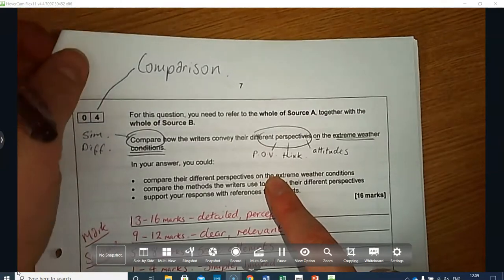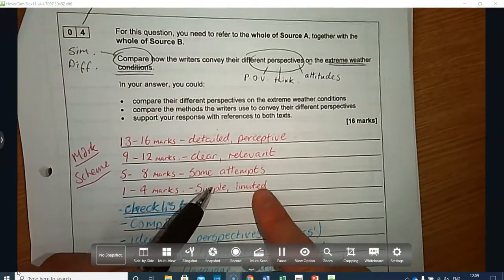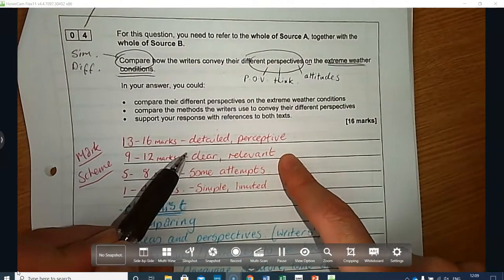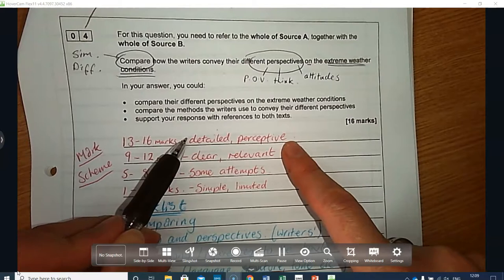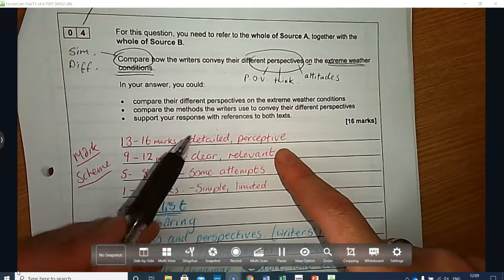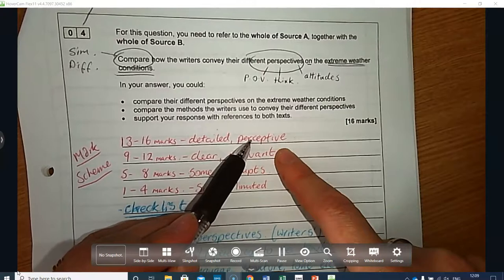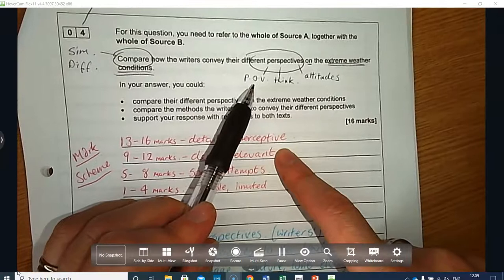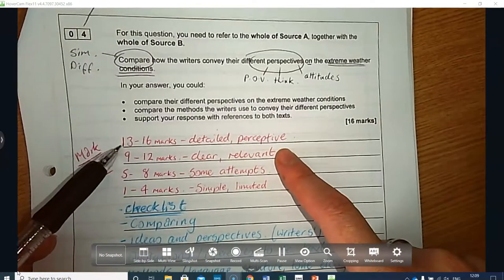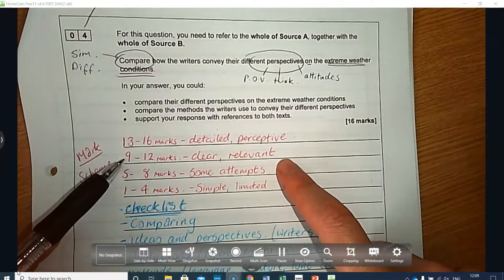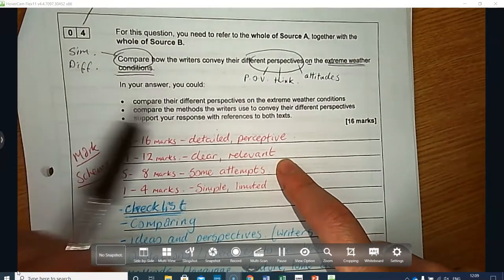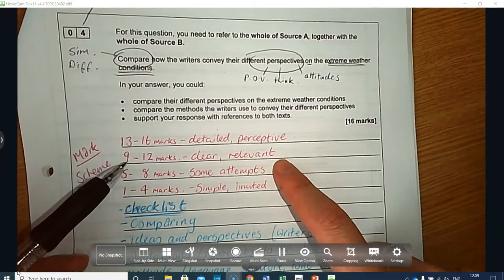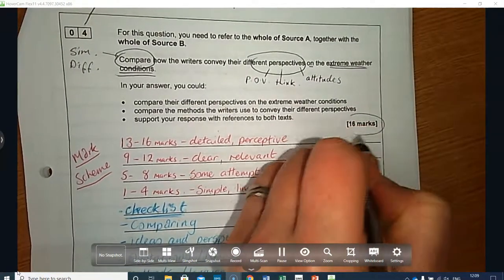Now we know that the mark scheme is as follows. Level 1 is simple and limited. Level 2 is some attempts. Level 3 is clear and relevant. Level 4 is detailed and perceptive. So we're going to have to be detailed and perceptive, notice things that other people might not notice about the writer's perspectives and how they are similar or different to get those high marks. We're going to have to be clear and relevant about the similarities and differences between the writer's perspectives to get 9 to 12 marks. So this is worth 16 marks.